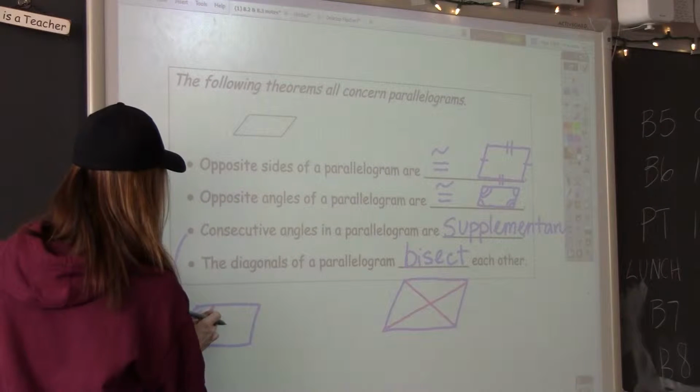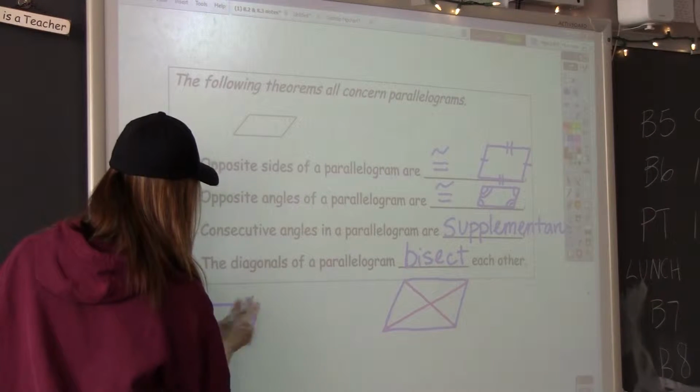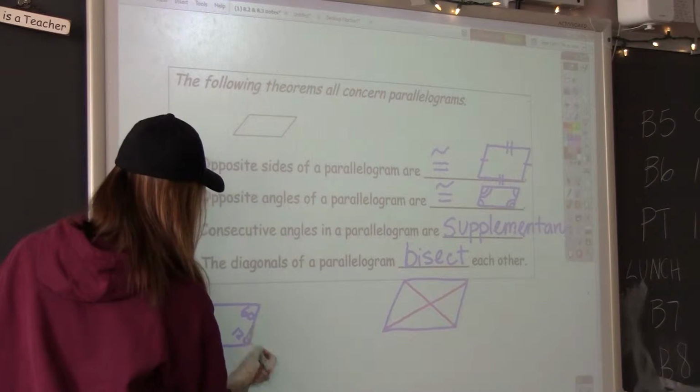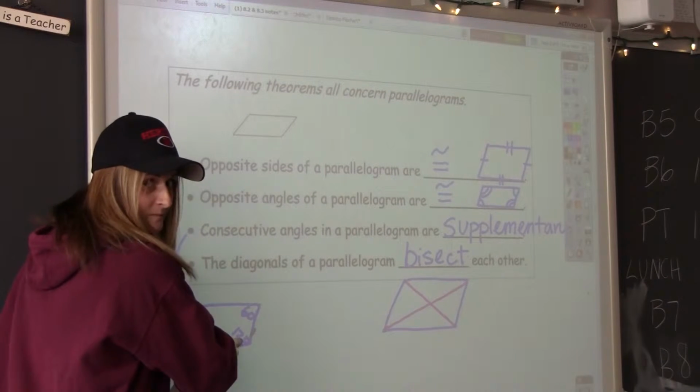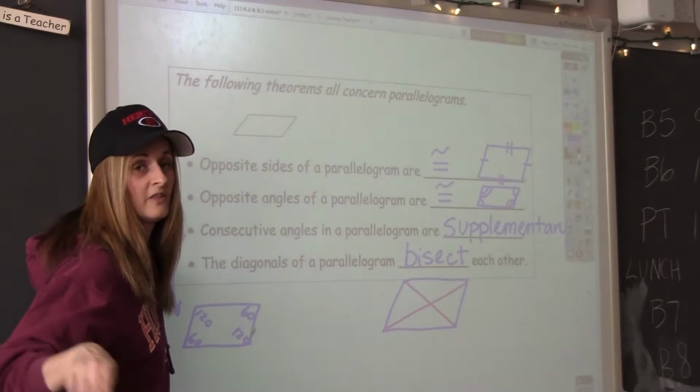Same goes for these. That's 120. This has to be 60. 120. Okay? Consecutive angles.